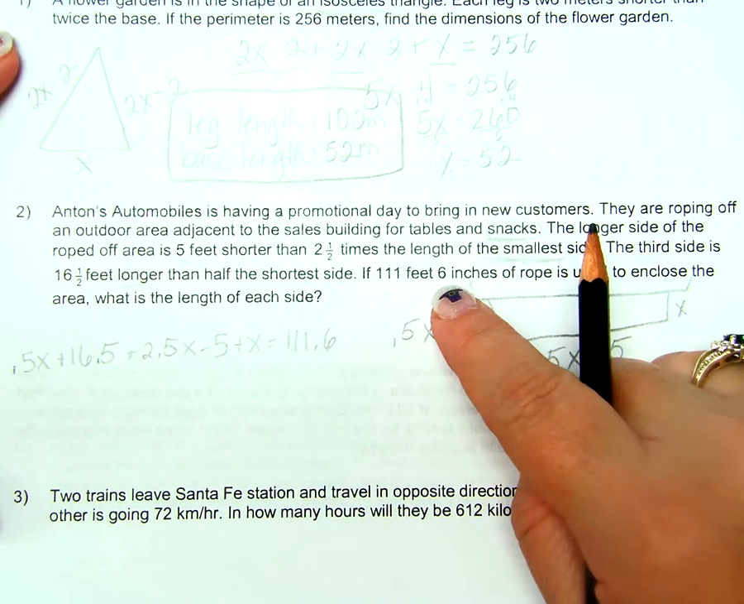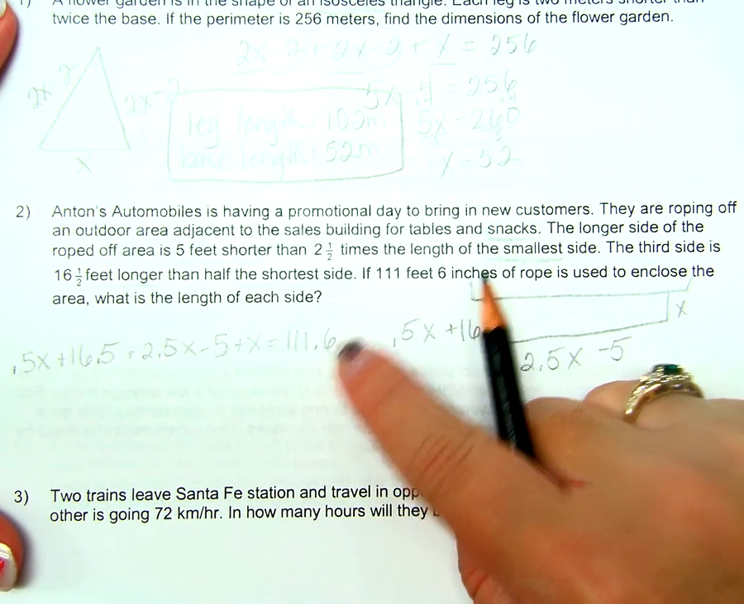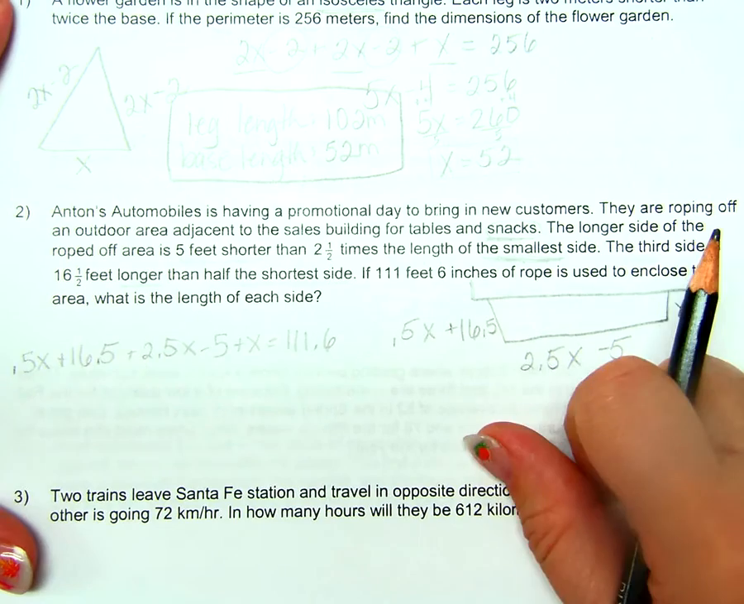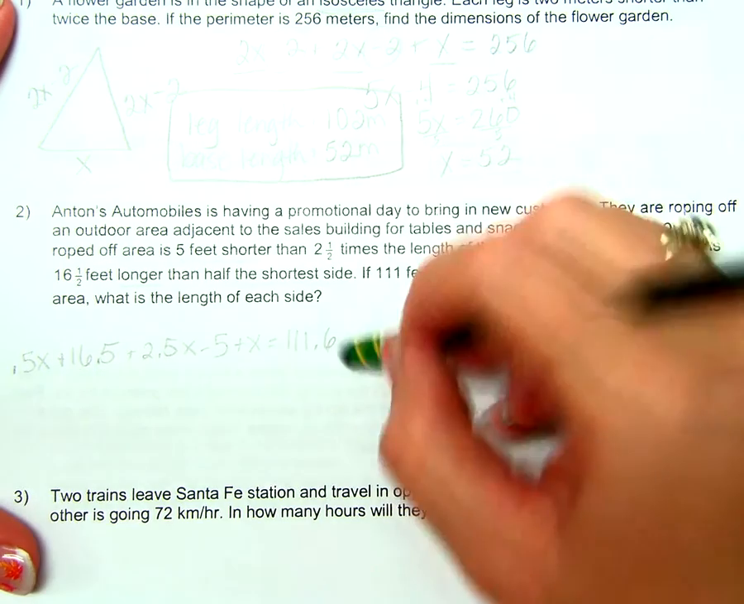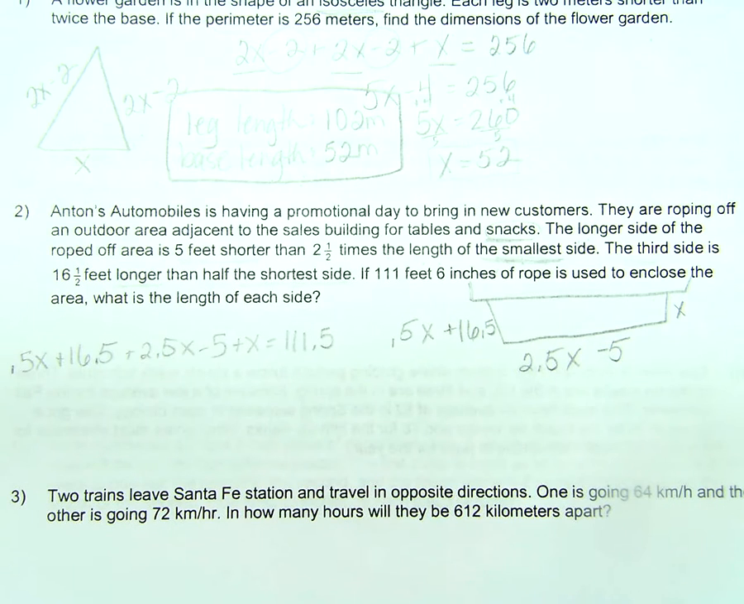6 inches is half of a foot. So why did you put 111.6? Were you just reading numbers and just put decimal places wherever you want? Probably so. Okay? So this should be 111.5. That will change the answer.